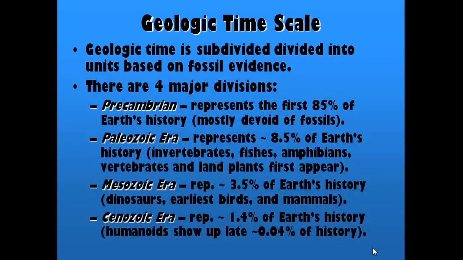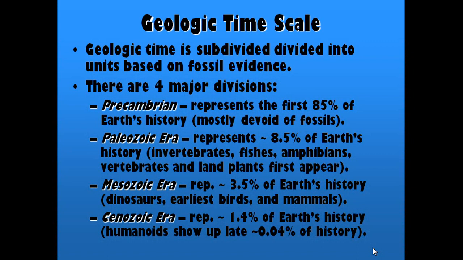Precambrian represents the first 85% of Earth's history, mostly devoid of fossils. Paleozoic era represents 8.5% of Earth's history. Invertebrates, fishes, amphibians, vertebrates, and land plants first appear.